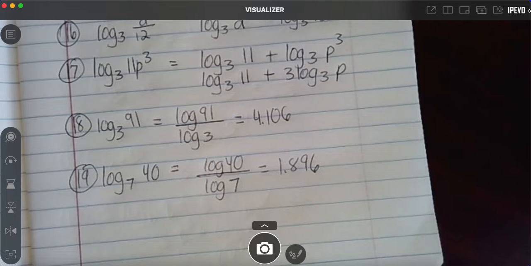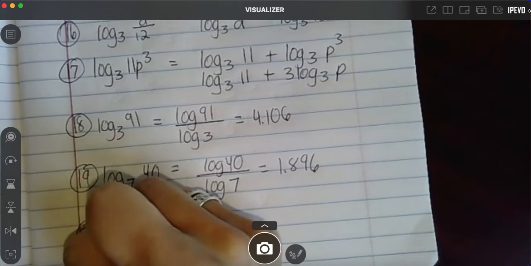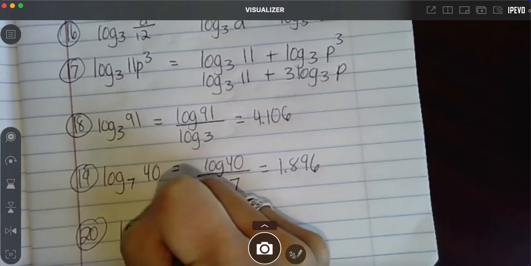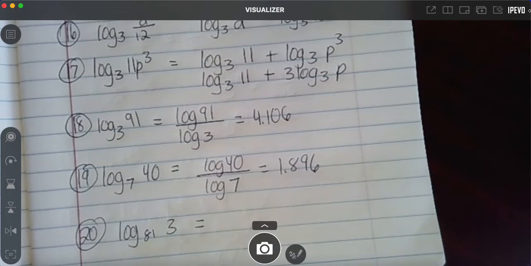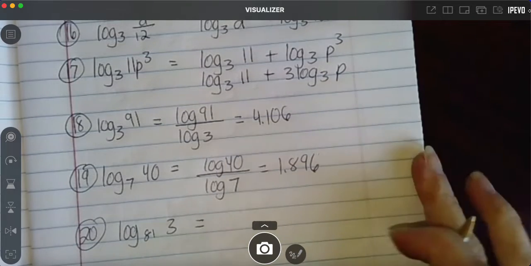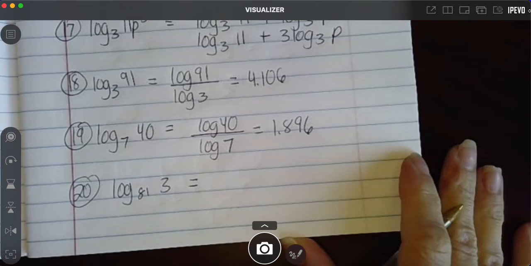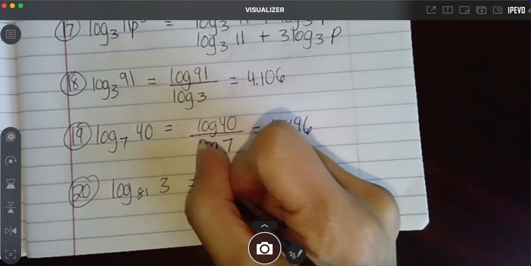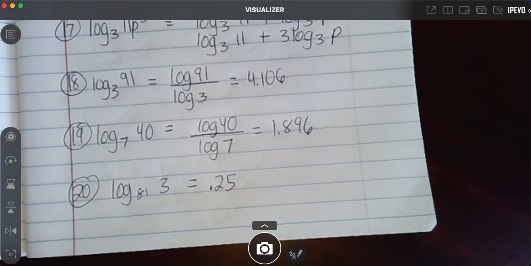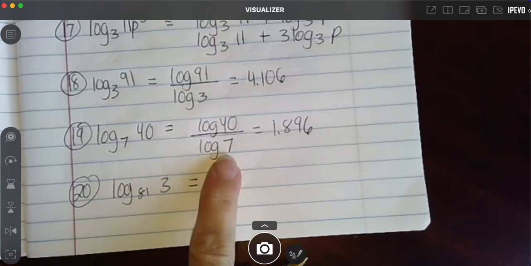Number 20, it says, what's the value of log base 81 of 3? So you do log 3 divided by log 81. Try that and tell me what you get. He decided to do the log change of base formula. You got 0.25. Now, you don't see an answer like that, do you? So press math and enter, and it's going to give you 1/4. But all they did was the change of base formula.